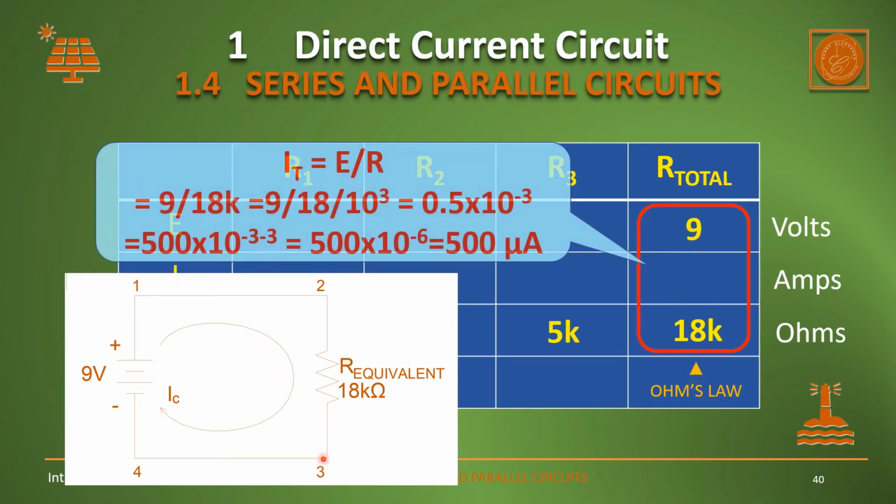So let's do the calculation. We know the current equals E divided by R. The voltage drop E is 9 volts, and the total resistance is 18 kilo ohm. After the calculation, the current is 500 microamps. So we can fill this cell with 500 microamps.